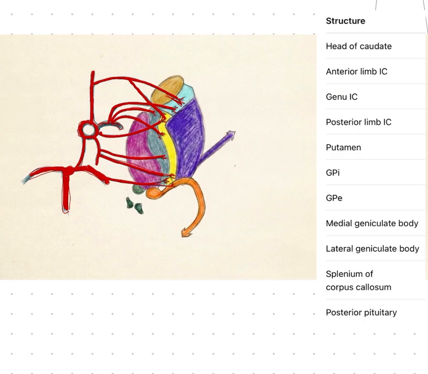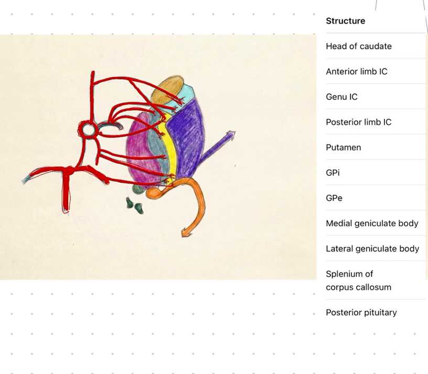And yeah, and then some questions regarding posterior pituitary, which receives blood supply from the internal carotid artery from the inferior hypophyseal trunk.